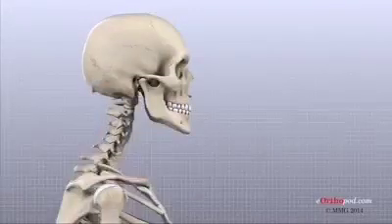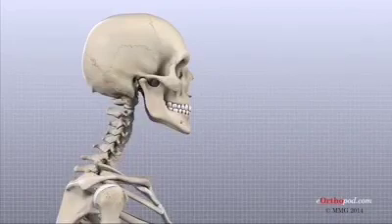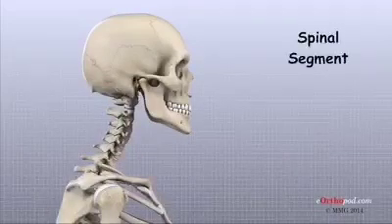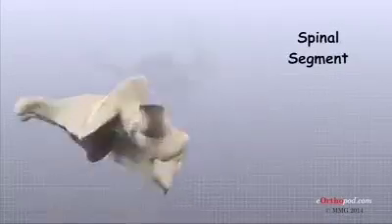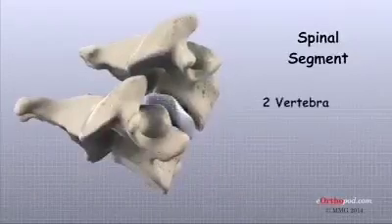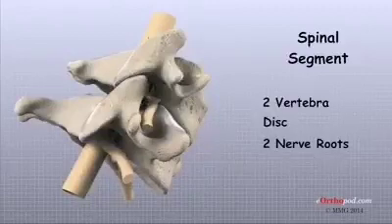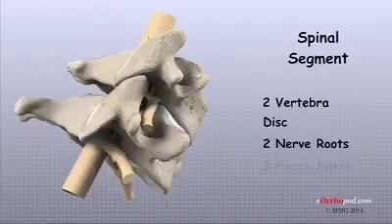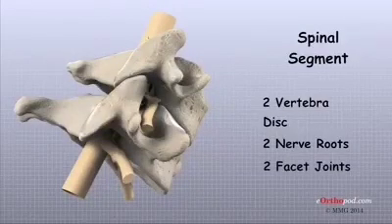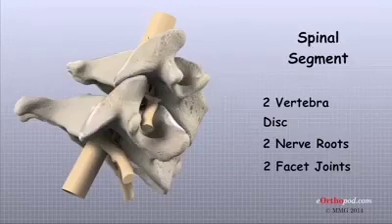A good way to understand the anatomy of the cervical spine is by looking at a single spinal segment. A spinal segment includes two vertebrae separated by an intervertebral disc, the nerves that leave the spinal cord between each pair of vertebrae, and the small facet joints that link each level of the spinal column.